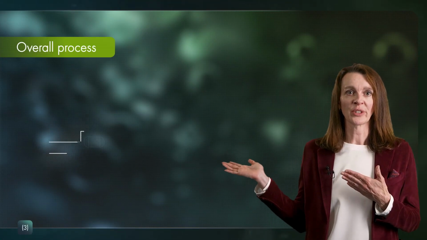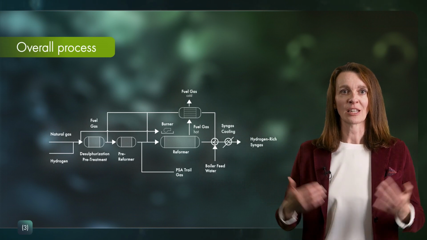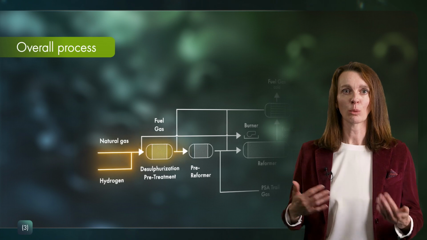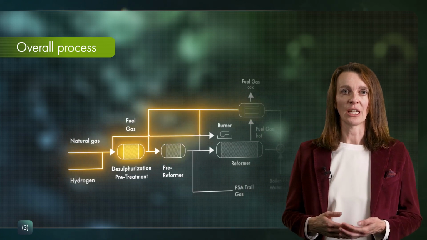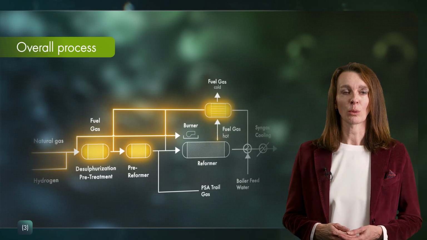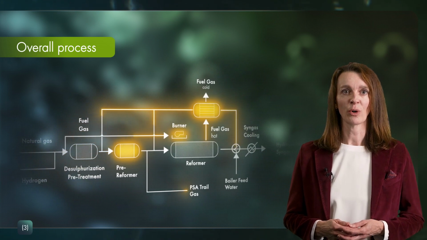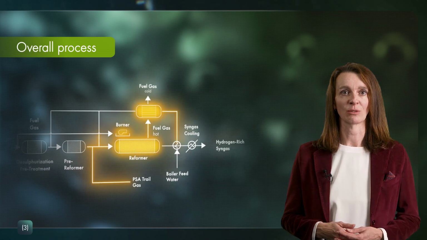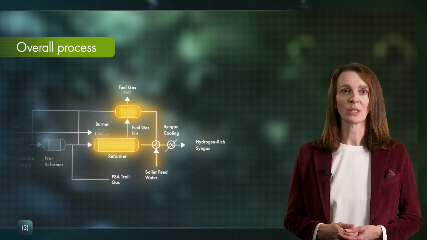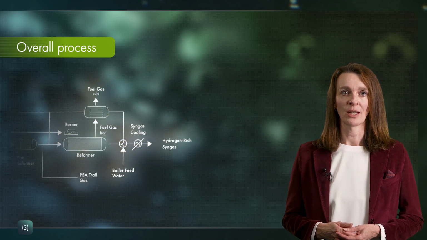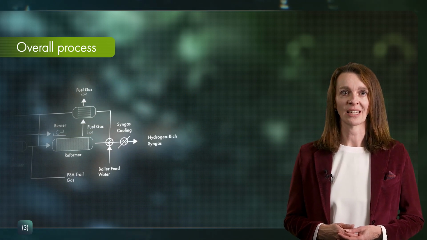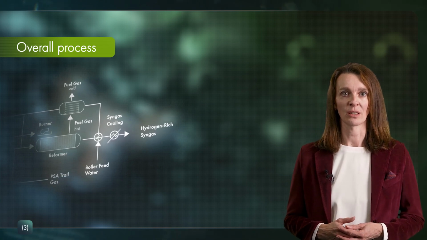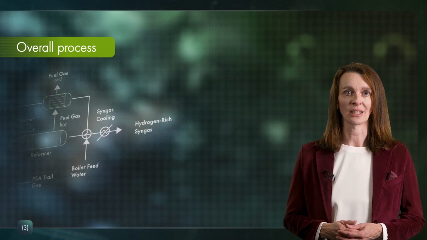Overall, the whole process is somewhat more complex. The natural gas must first be purified, so it passes at least through a desulfurization stage. It is preheated and goes through a pre-reforming stage before it is fed into the actual reformer that operates at 800 to 900 degrees Celsius. What we then get is not pure hydrogen, but a hydrogen-rich synthesis gas, namely a mixture of hydrogen and carbon oxides. We may simply call it syngas.